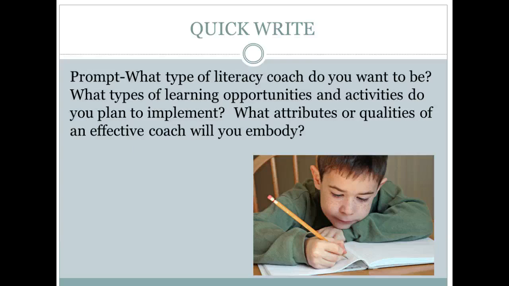What type of literacy coach do you want to be? What types of learning opportunities and activities do you plan to implement? And what attributes or qualities of an effective coach will you embody? So take just a few minutes and think about you as a literacy coach and the type of coach you want to be and how that will look to teachers.